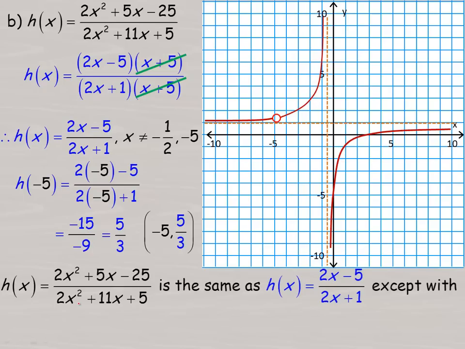So the original function simplifies, or is the same as h of x equals 2x minus 5 over 2x plus 1, except of course with a hole at -5, 5/3. And so that's how we could graph this function. It simplifies to this function except with this hole at -5, 5/3. And that's the end of the lesson.